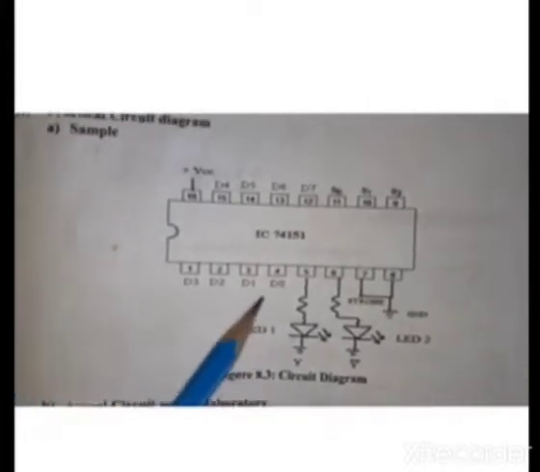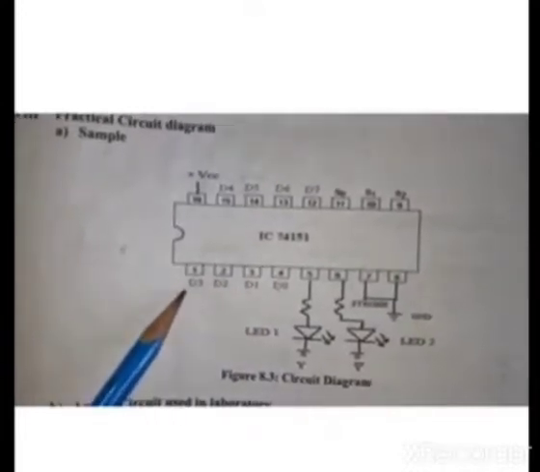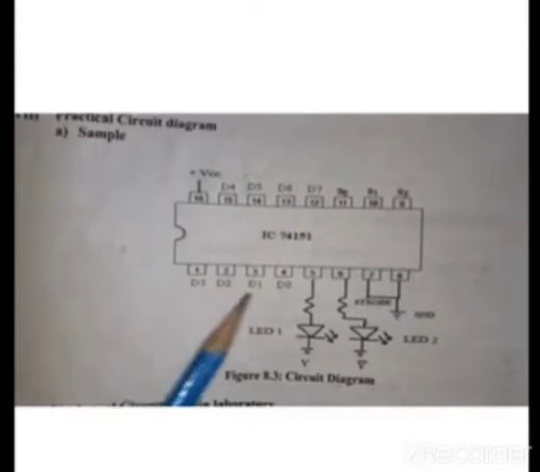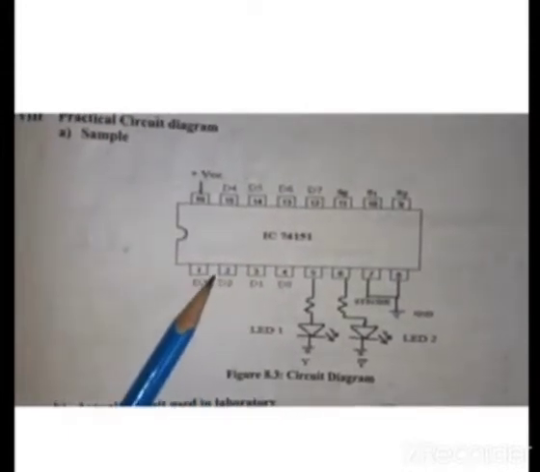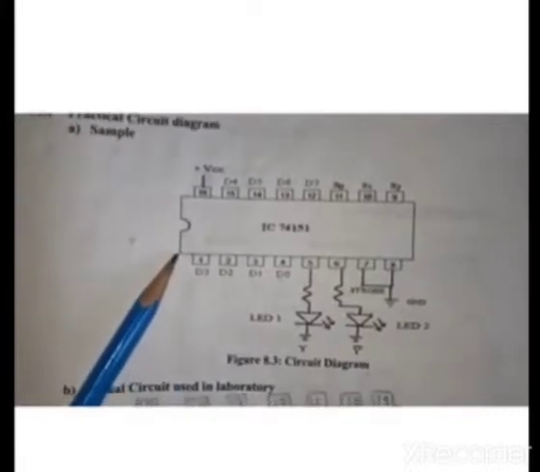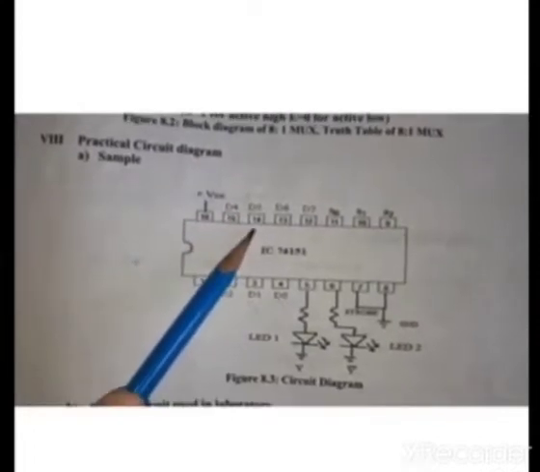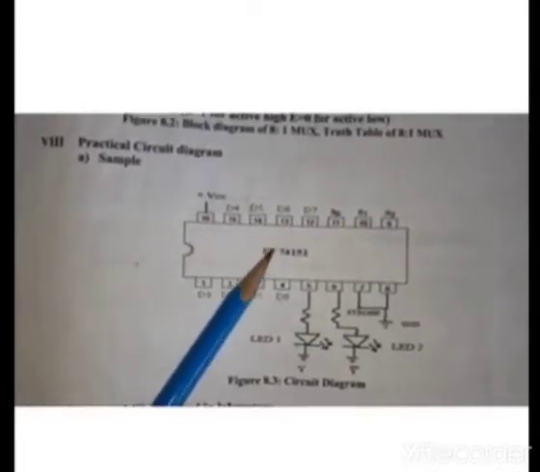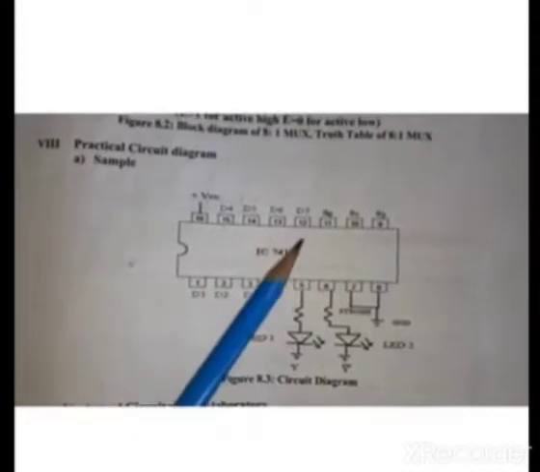The data inputs here are D0, D1, D2, D3. D0 is at pin number 4, D1 is at pin number 3, D2 is at pin number 2, D3 is at pin number 1, D4 is at pin number 15, D5 is at pin number 14, D6 is at pin number 13, and D7 is at pin number 12. So these are all 8 data inputs.